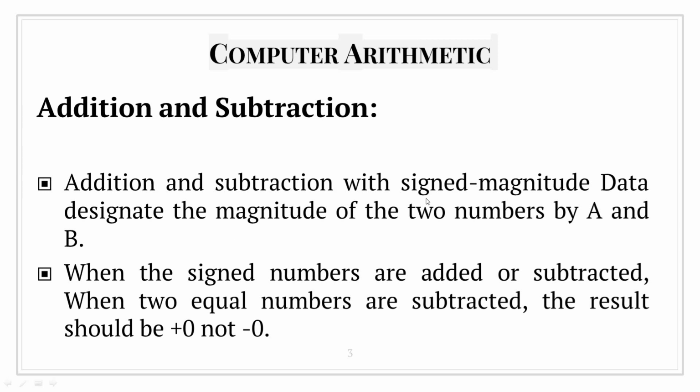Addition and subtraction with signed magnitude data: designate the magnitudes of the two numbers by A and B. When signed numbers are added or subtracted, and when two equal numbers are subtracted, the result should be plus 0, not minus 0.